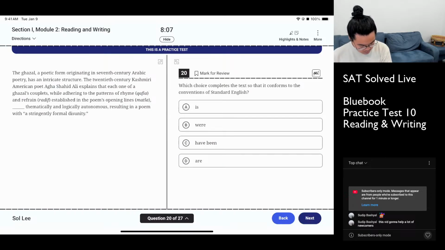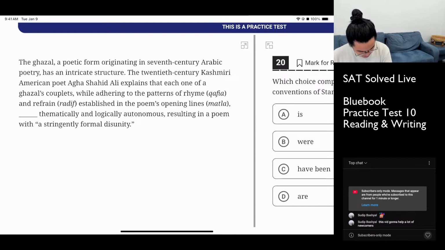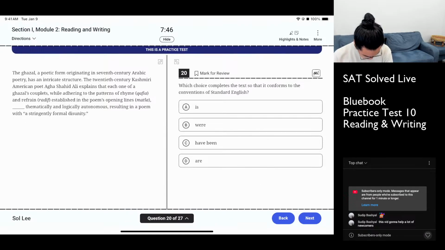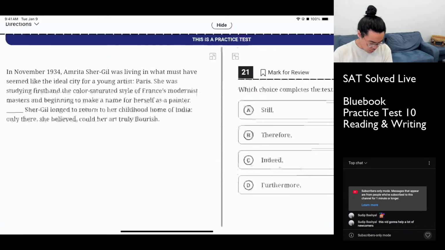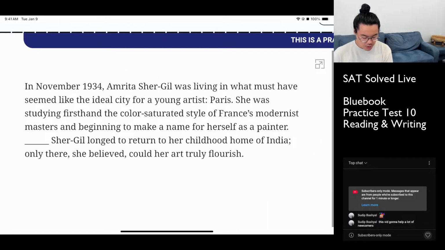Okay, the ghazal has an intricate structure. This is just subject-verb agreement. The American poet Ali explains that each one of a ghazal's couplets is thematically and logically autonomous. Each one is autonomous. Okay, we're at logical transition. Here we go, logical transition.